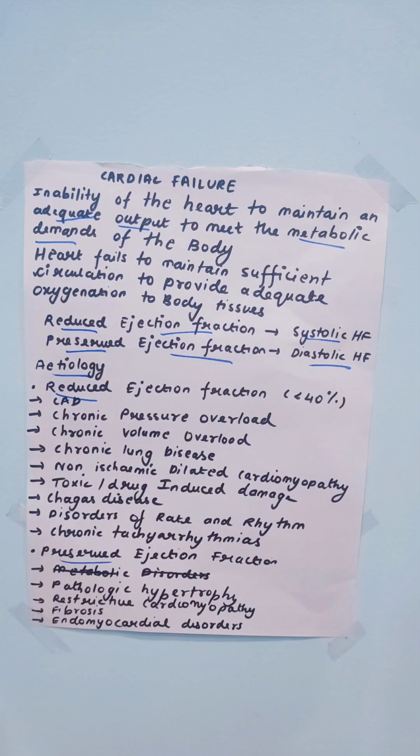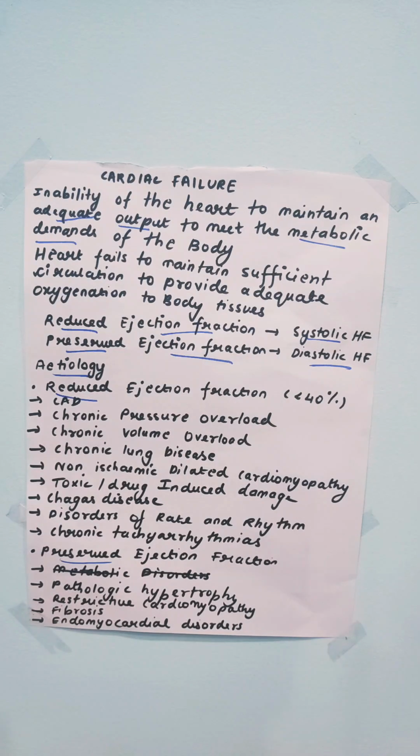Chronic lung disease like COPD can also result in heart failure. Then cardiomyopathy, non-ischemic dilated cardiomyopathy, which is basically seen in alcoholics. There can also be drug-induced damage and Chagas disease, which is a parasitic infection by Trypanosoma cruzi. This can lead to cardiac failure. And disorders of rate and rhythm, arrhythmias, chronic tachyarrhythmias. So basically these are the causes of reduced ejection fraction, less than 40%, systolic heart failure.